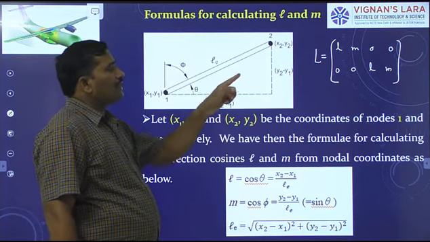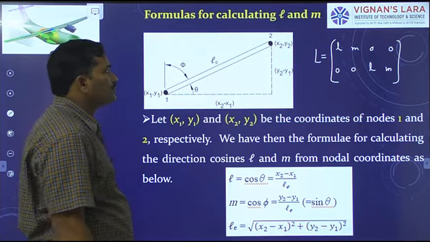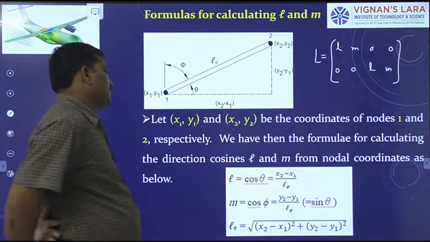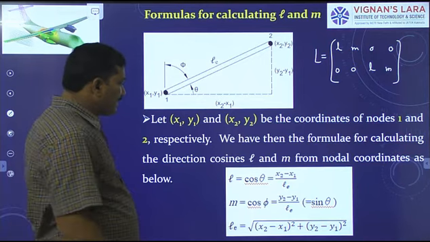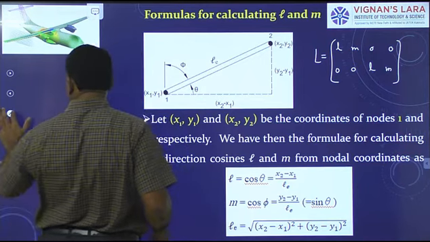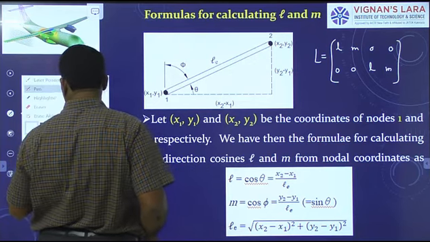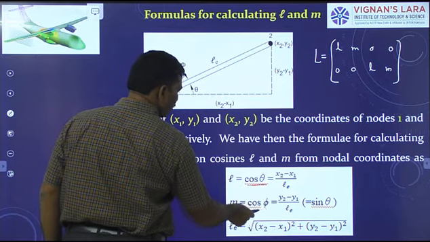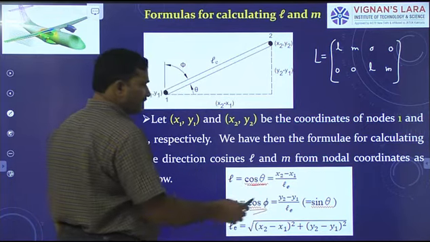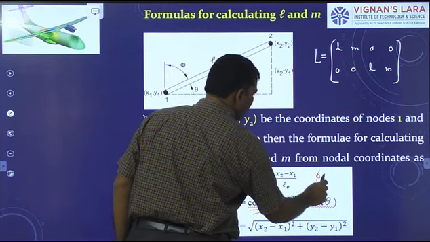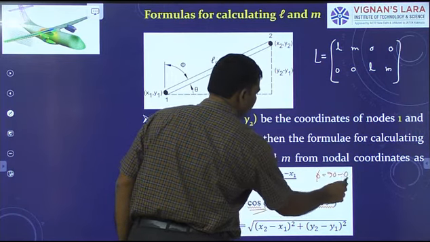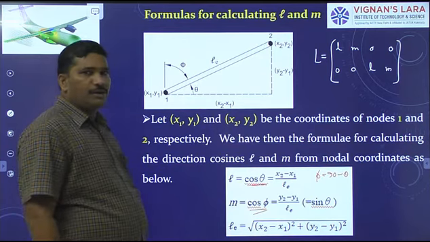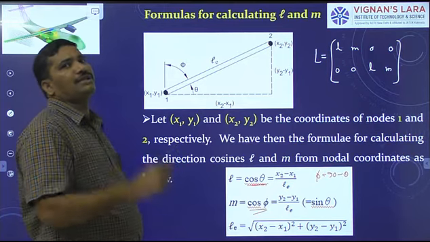What are small l and small m? We use small l and small m to denote direction cosines. What is small l? It is cos theta. Small l is cos theta. What is small m? Cos phi, where phi is 90 minus theta. Remember, phi equals 90 minus theta. Therefore, you get sin theta. Where l and m are the direction cosines. How you determine them is the question.